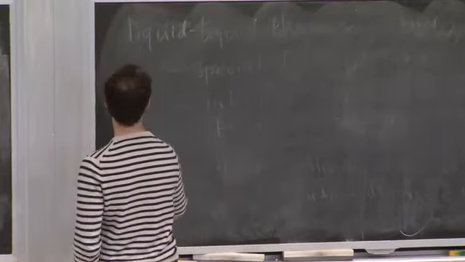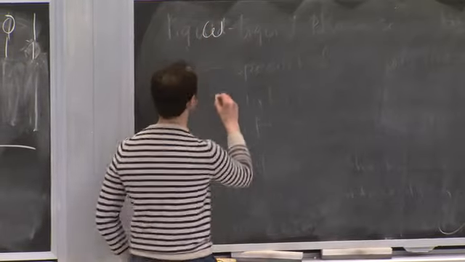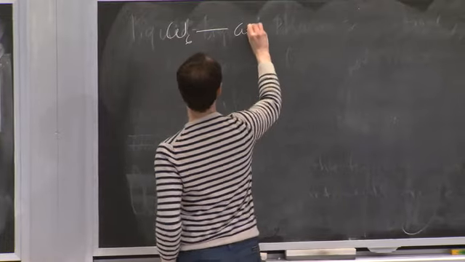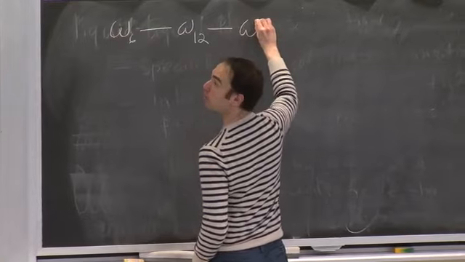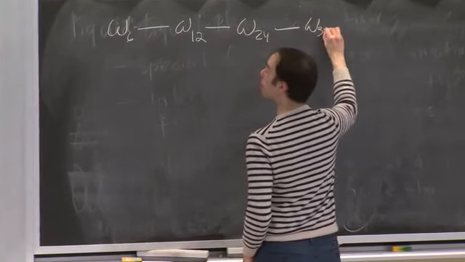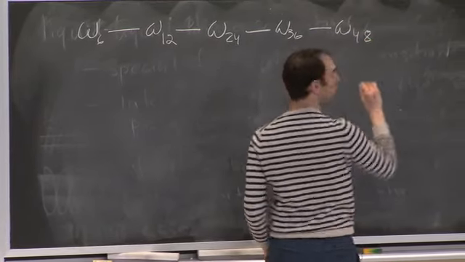What are our tasks here? W6, W12. So in what you're suggesting, you would have the following graph. W6 goes to W12, goes to W24, goes to W36, goes to W48. Okay?